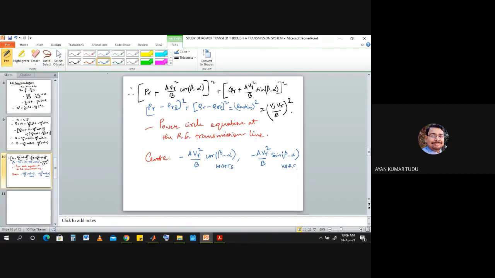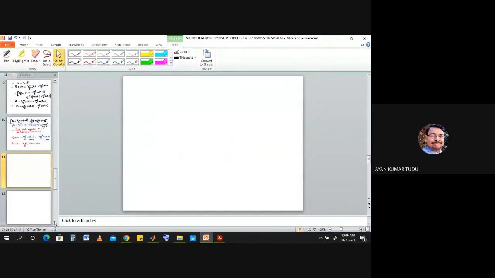Okay. And what about our radius? So radius would be Vs VR by B. This is in volt amperes. Understood? Okay. Now what about our receiving end? Means we found out the receiving end. Now what about our sending end? Let us find out the sending end power circle diagram.